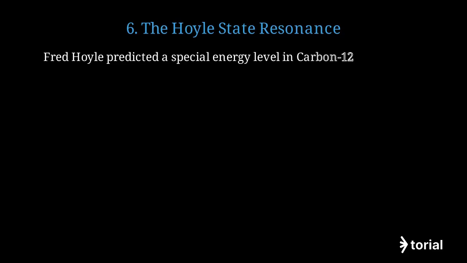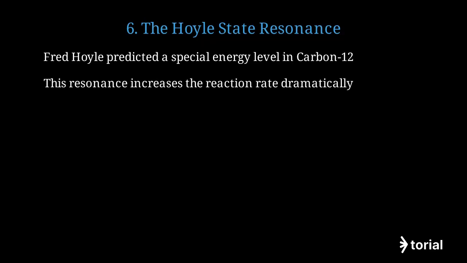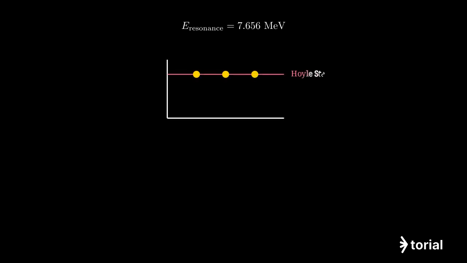There's actually a special quantum state that makes this process possible. Physicist Fred Hoyle predicted a special energy level in carbon-12 that makes this reaction much more likely. This resonance state increases the reaction rate by many orders of magnitude, allowing carbon formation despite beryllium-8's instability. The Hoyle state resonance occurs at 7.656 million electron volts above carbon-12's ground state. This diagram shows the Hoyle state energy level where the resonance occurs, dramatically enhancing the probability of carbon formation.